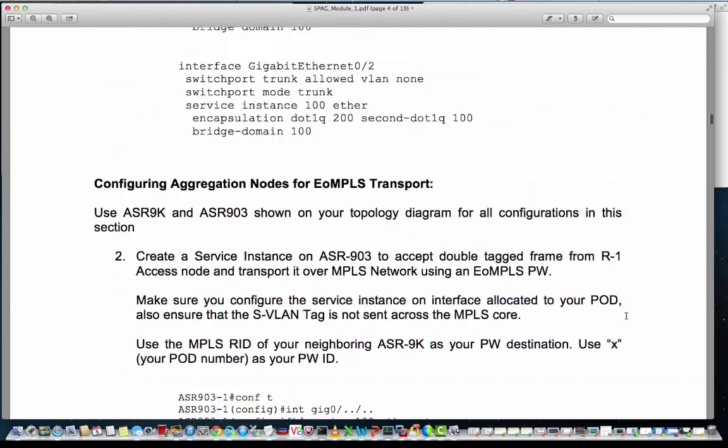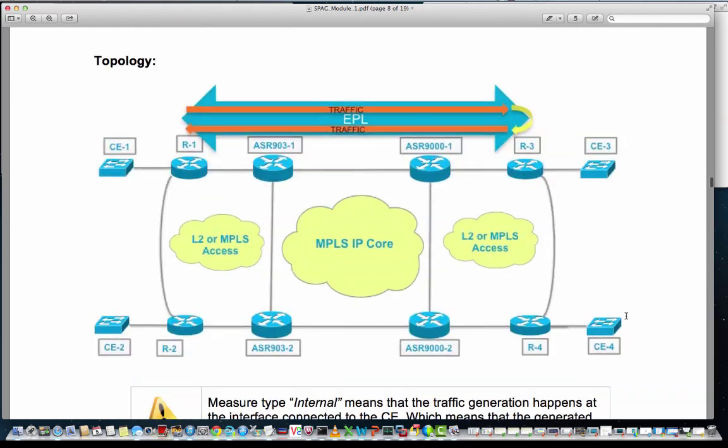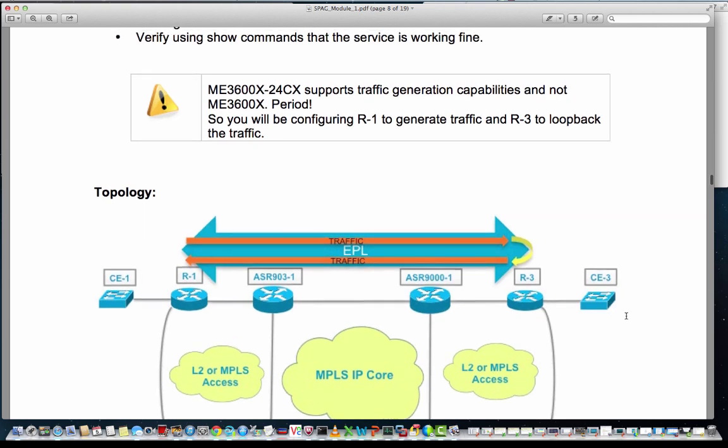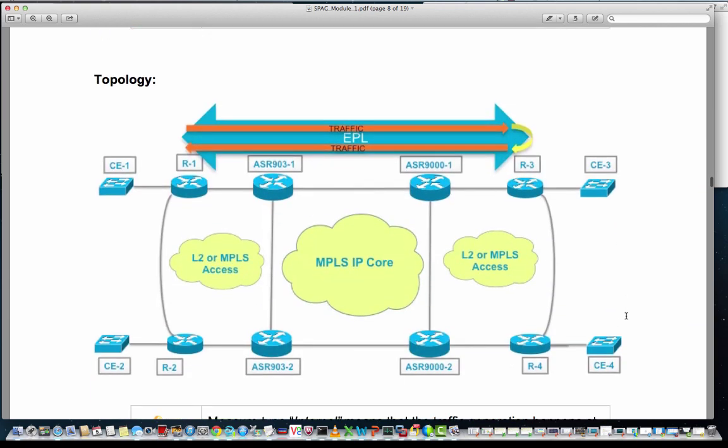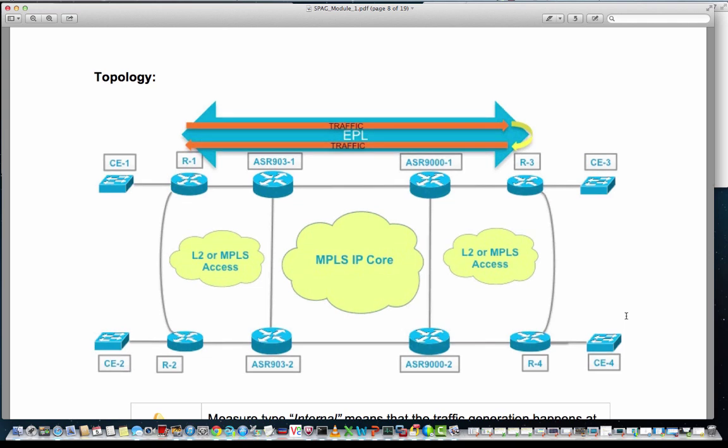Scrolling to the service activation. So here is the service activation lab. This is lab 2. In the service activation lab, you will be generating real-time traffic from R1, and you will be looping the traffic back on R3 to R1. R3 has a special feature called the Ethernet service activation. The Ethernet service activation is configured on a specific service that you're targeting.